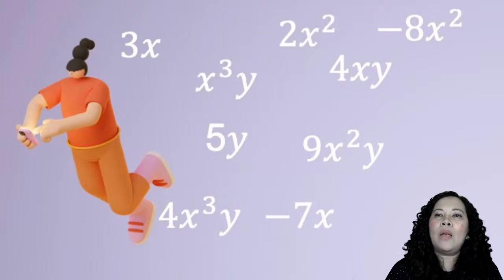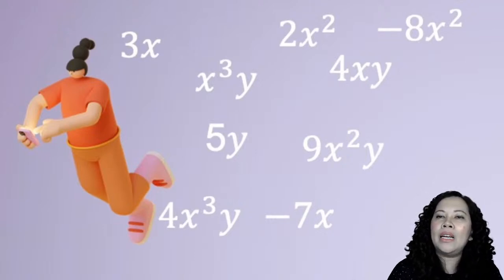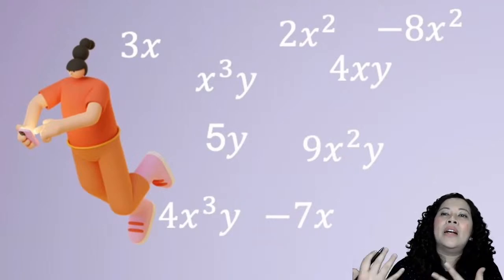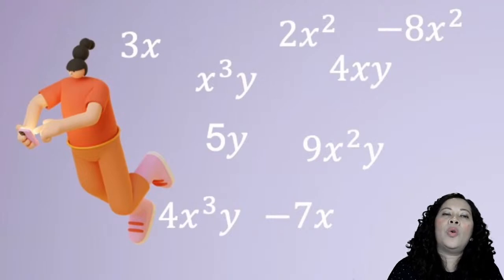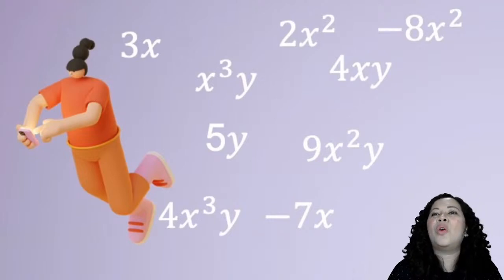So when we say we come from the same family, or like, or we are alike, that means that we will have exactly the same surname, okay? So the same thing with your like terms. If you have the same surname or the same terms, then you are considered to be like terms.